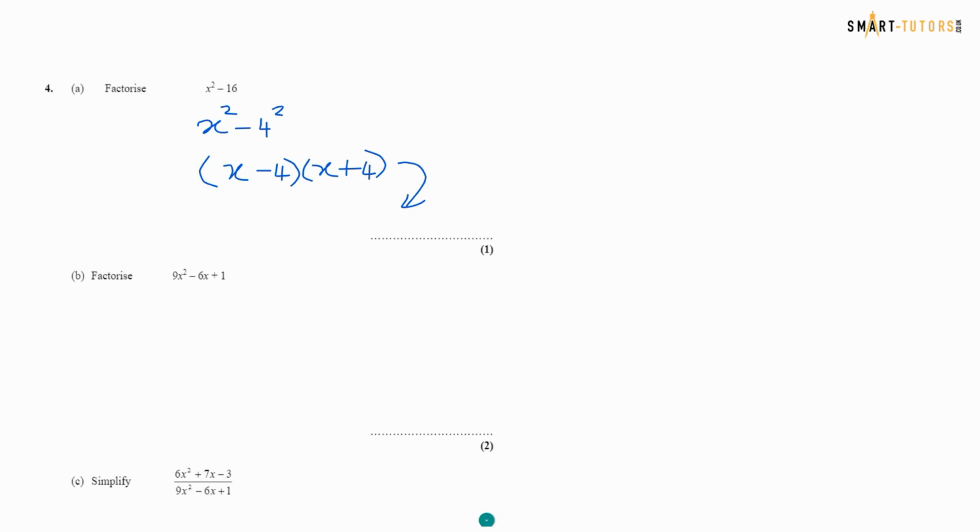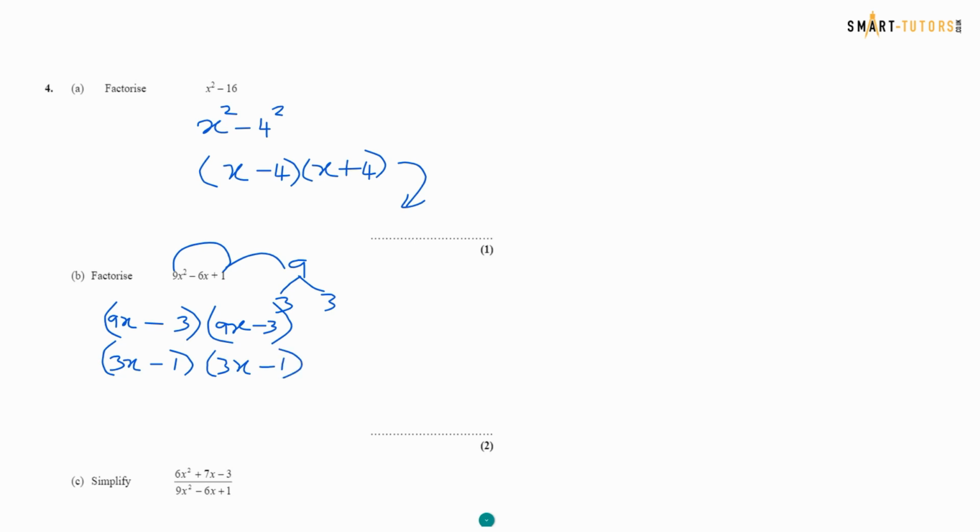Next one, factorize again. So 9 times 1 is 9. We need to find the factors of 9: 3 and 3 is 9, and 3 plus 3 is 6. So in the first bracket and second bracket, what are we going to write? 9x, 9x, and then minus 3 and minus 3. So this can be simplified to 3x minus 1, and this also simplifies to 3x minus 1. So that is the answer: 3x minus 1 squared, or you can put 3x minus 1, 3x minus 1. So this is the simplified version.